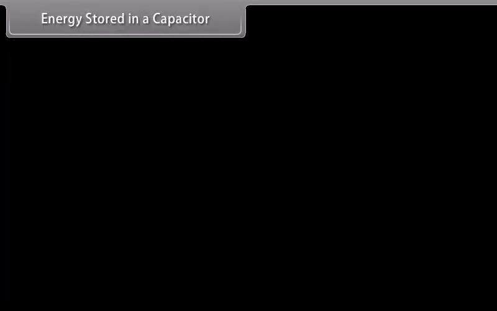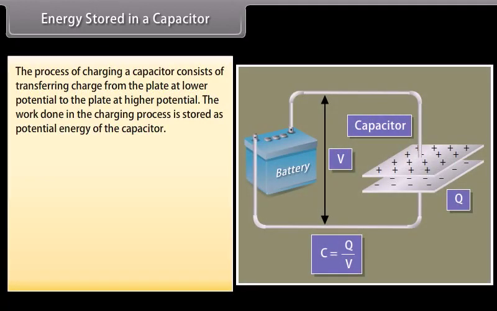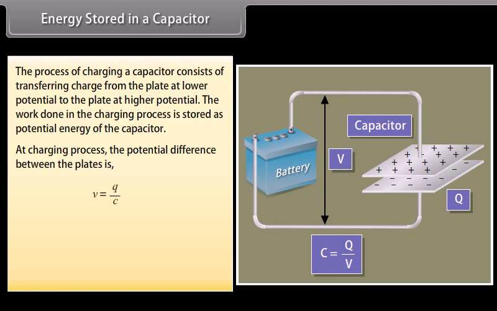Energy stored in a capacitor. The process of charging a capacitor consists of transferring charge from the plate at lower potential to the plate at higher potential. The work done in the charging process is stored as potential energy of the capacitor. During the charging process, the potential difference between the plates is V equal to Q by C.